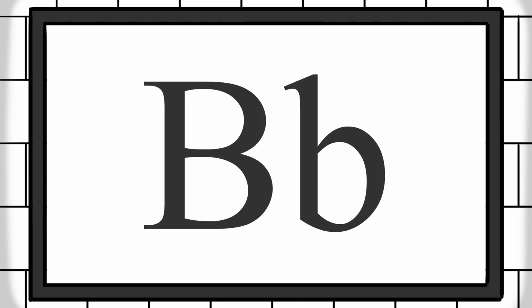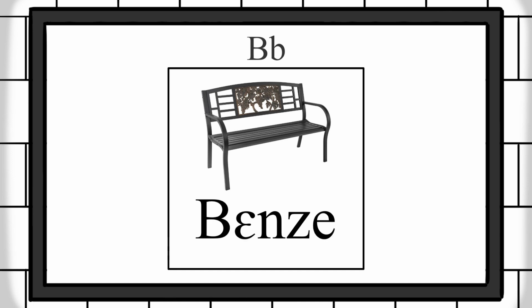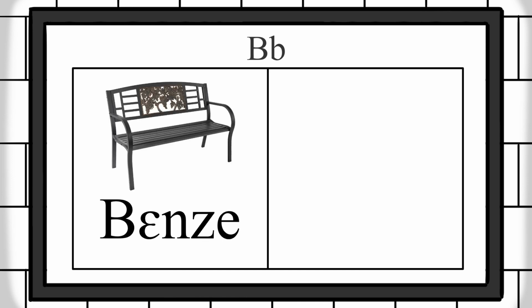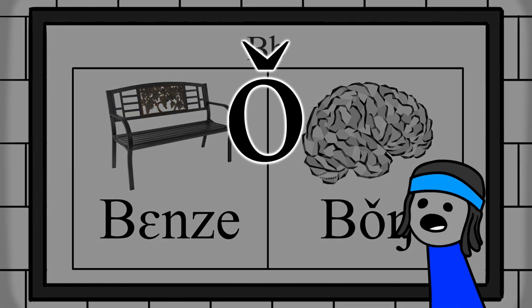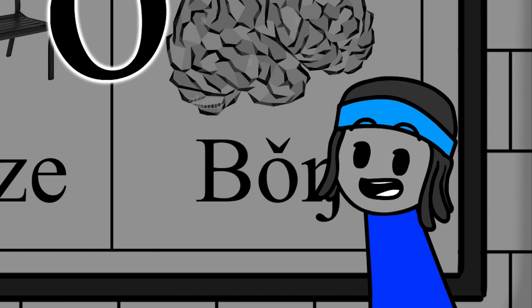The next letter is B, and the first of two examples here is bench, which is pronounced benze. Then example 2 provides the brain, which is pronounced bung. The slanted O there is pronounced like two O's, so it carries twice the significance.